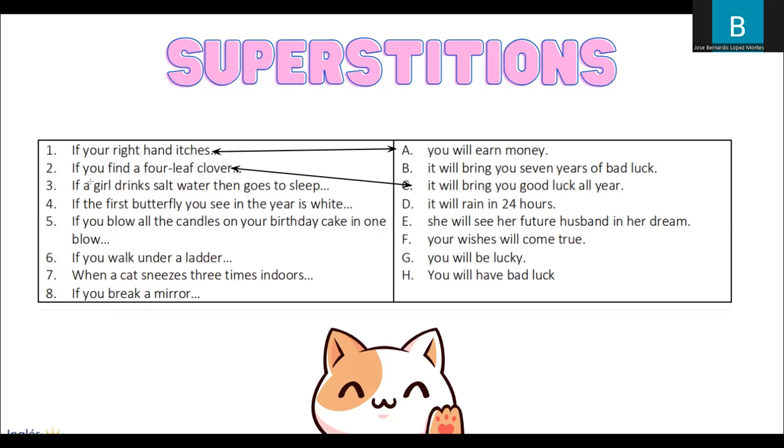You will see her future husband in her dreams? Yes. That's the superstition. But that's a superstition, okay?